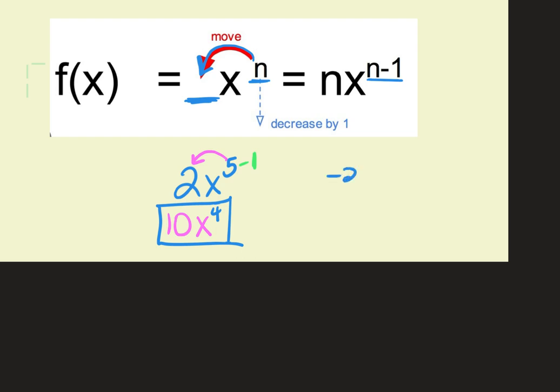If it was a negative on the front, I would multiply the 3 times negative 3, it'd be negative 9x, and the 3 gets reduced by 1, and it would be negative 9x squared. So you're going to do that for each individual term in your expression.